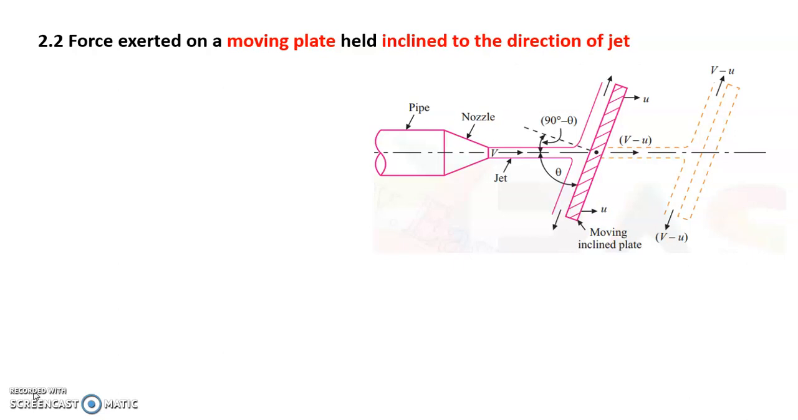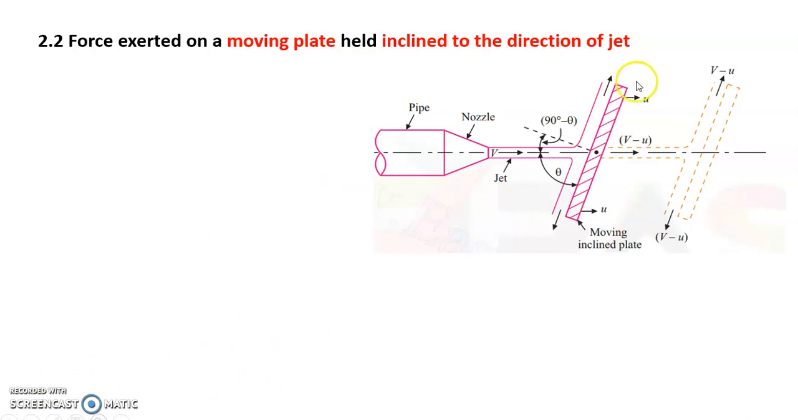the plate is normal to the axis of the jet, and Fx was rho into a into (v minus u) whole square, where u is the velocity of the plate and v is the velocity of the jet, which we call the absolute velocity. Okay, now let us proceed with the second case.